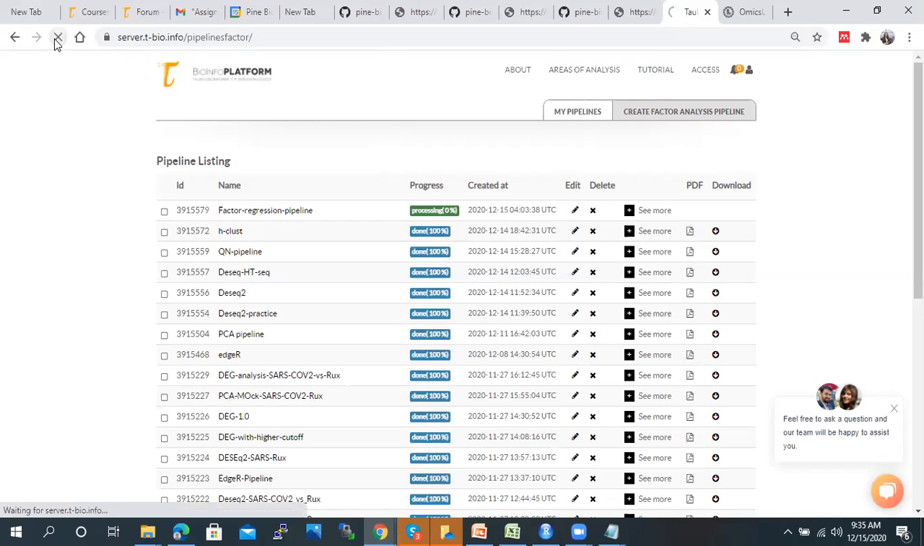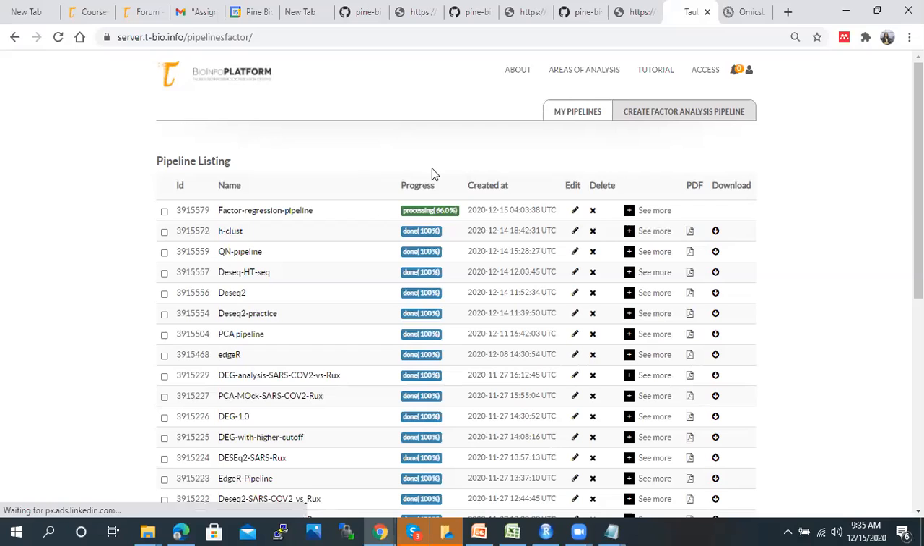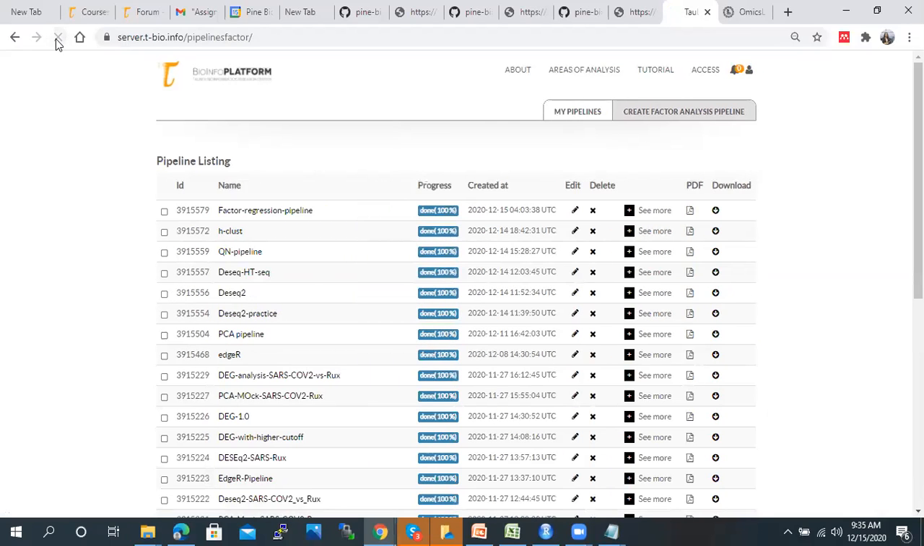So apart from Bharat, who else is able to complete this pipeline? I can always refresh my pipeline to check the progress of the pipeline. Like it has already progressed to 66%. Okay, that's great. Okay, so now my pipeline has completed 100%. So now I can check the output.